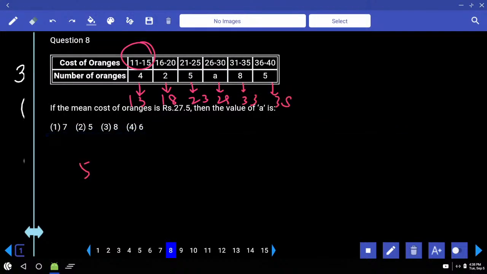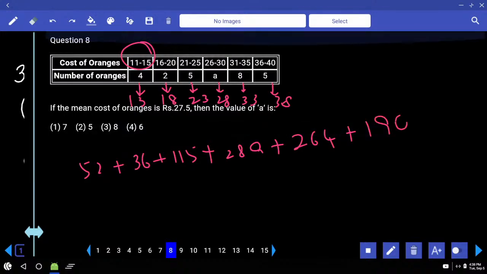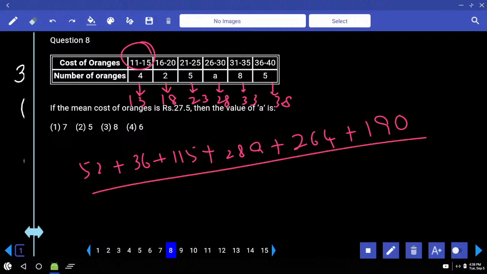13 into 4 is 52, 18 into 2 is 36, 23 into 5 is 115, 28 into A is 28A, 33 into 8 is 264, plus 38 into 5 is 190, isn't it? Divided by how many numbers are there? 6, 11, 11, 13, so 24 plus A equals 27.5, that is 55 by 2, isn't it?